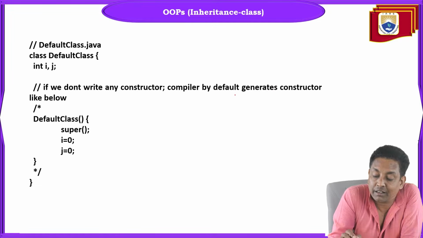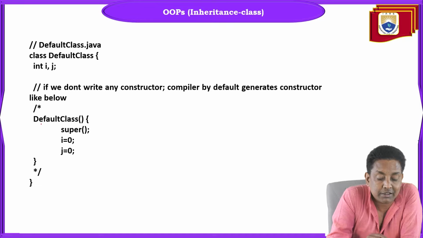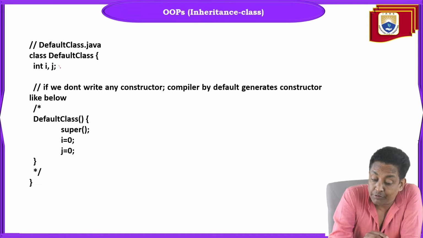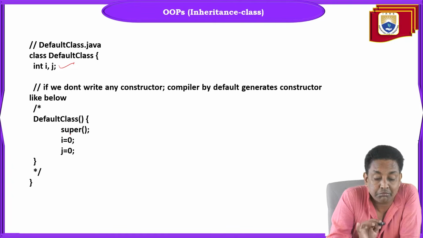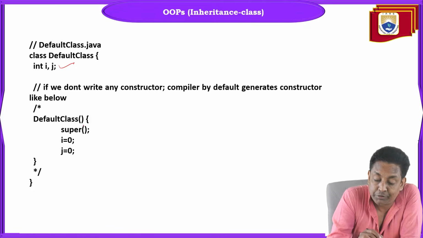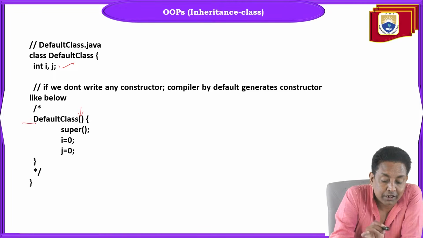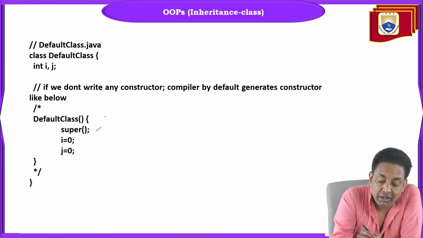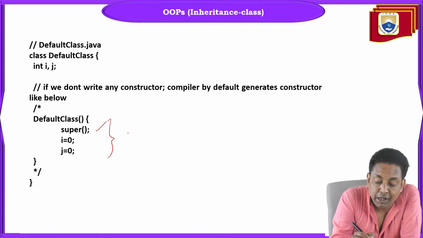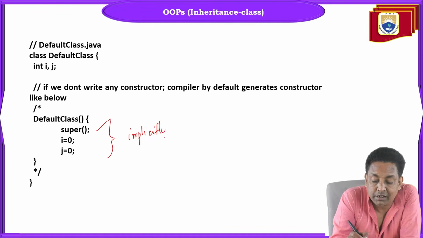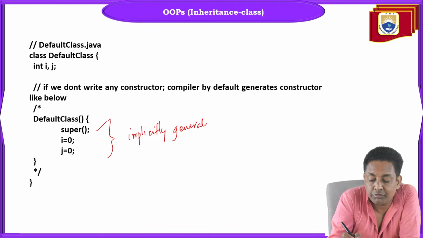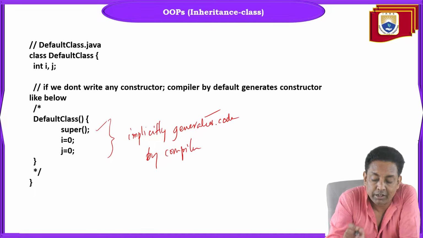If you don't write any constructor, compiler by default generates one constructor like this. In the DefaultClass, if you declare two variables and don't write any constructor, a constructor with the class name is generated with no parameter and the same default access specifier. From that, the superclass constructor will be called, and this is completely implicitly generated code by the compiler, if you don't write anything.